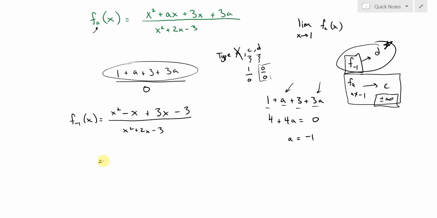Okay, well, what do you notice? You have x squared, you have minus x plus 3x makes for 2x. You have 3 things, you subtract one of them, you got 2 left, and you have a minus 3. Do you notice that now the numerator simplifies to x squared plus 2x minus 3, and it looks exactly like the denominator.